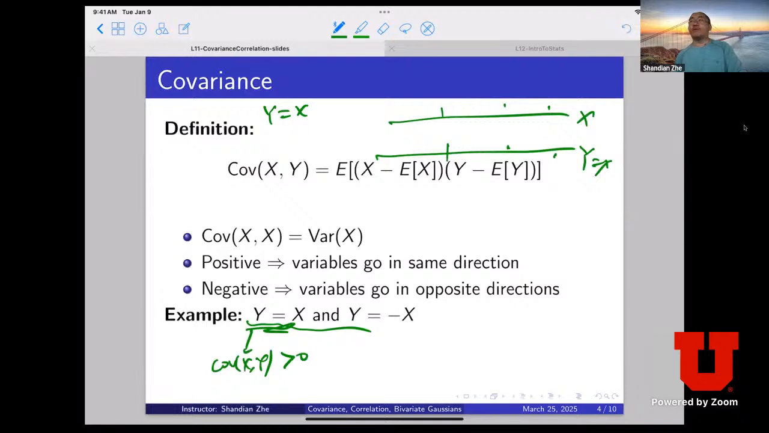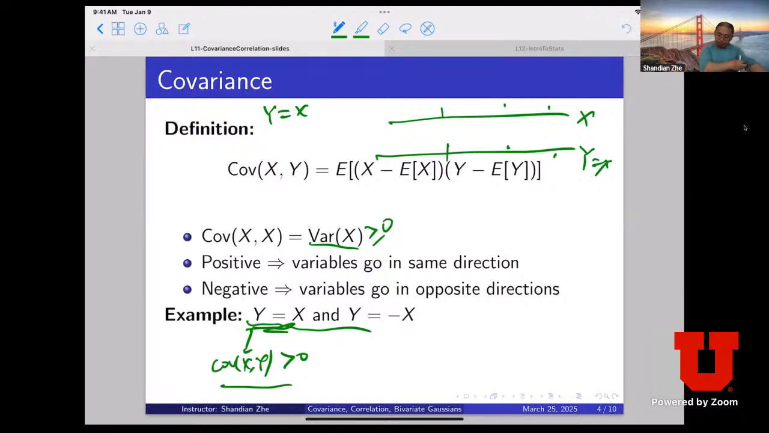And this can be verified by looking into the case. What does the covariance mean when you take y equals x? As we mentioned, when we take y equals x, the covariance is the variance of x itself. We know the variance is always non-negative, which confirms the positivity of the covariance in this case. Question? Everyone feels comfortable?